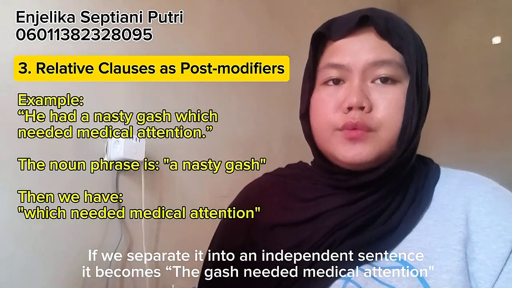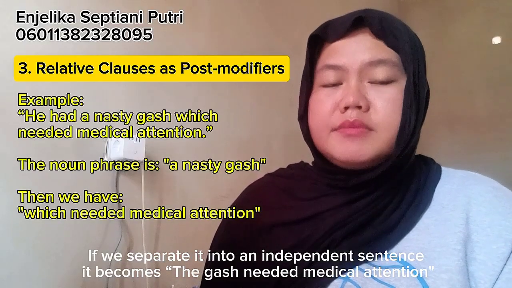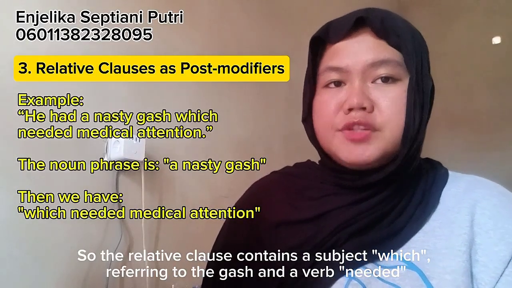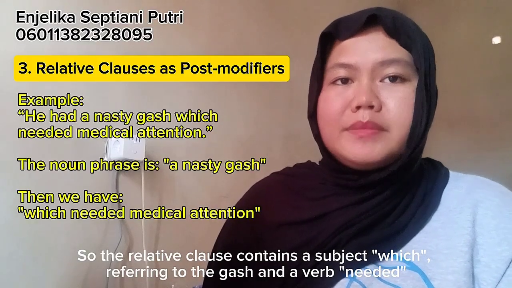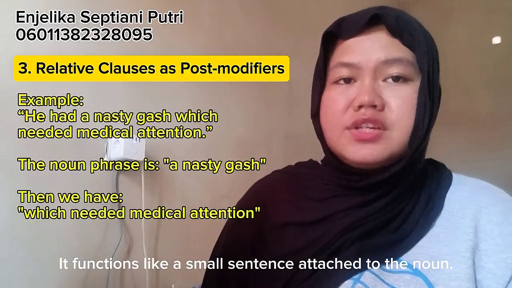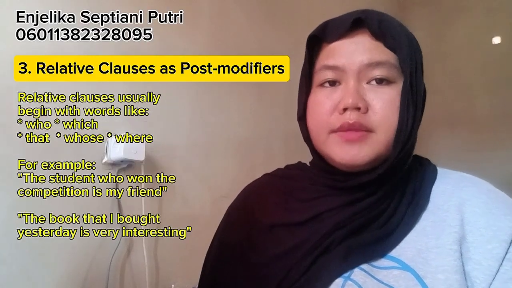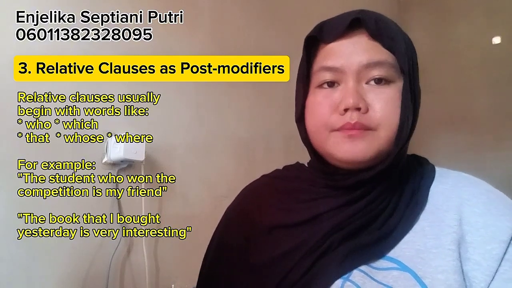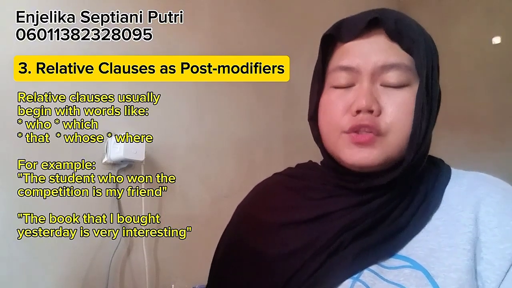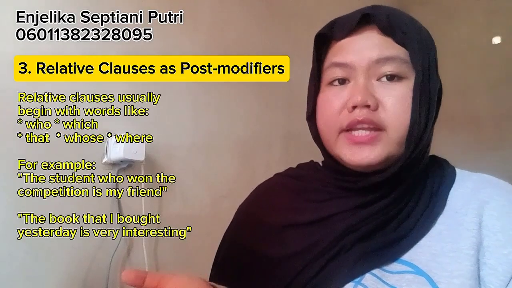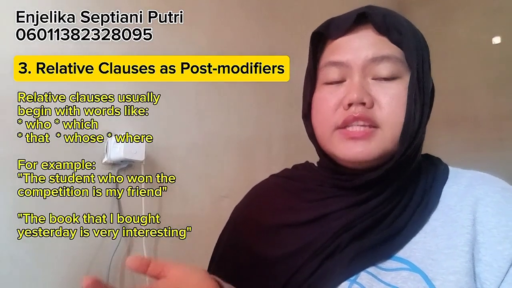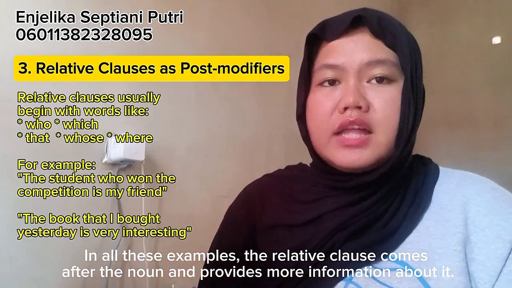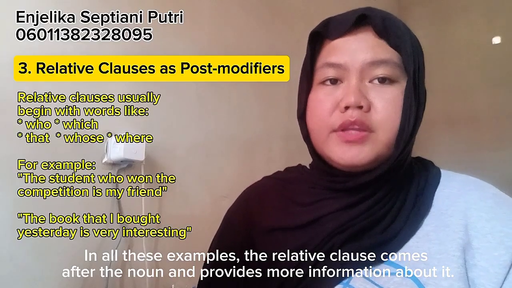If we separate it into an independent sentence, it becomes the gash needed medical attention. So the relative clause contains a subject, which, referring to the gash, and the verb needed. It functions like a small sentence attached to the noun. Relative clauses usually begin with words like who, which, that, whose, and where. For example, the student who won the competition is my friend. The book that I bought yesterday is very interesting. In all these examples, the relative clause comes after the noun and provides more information about it.